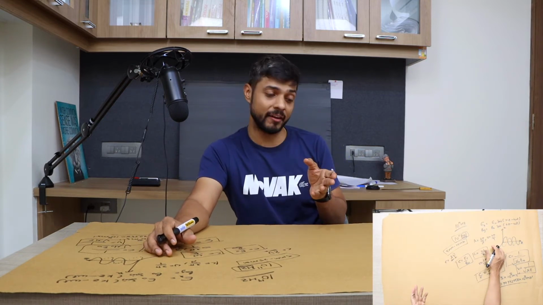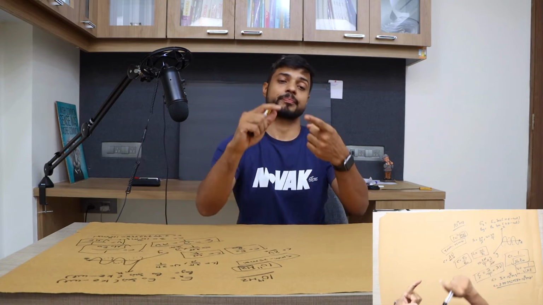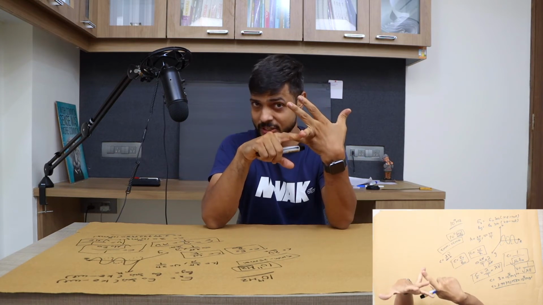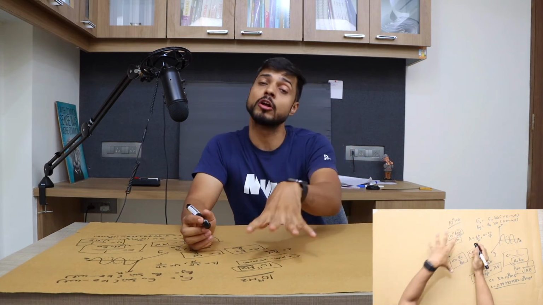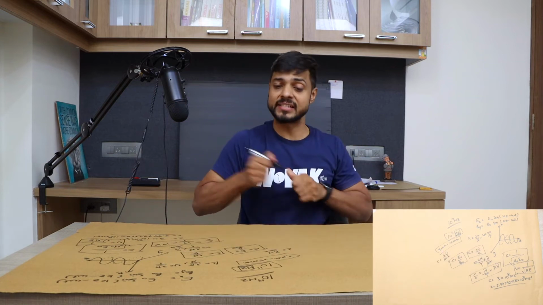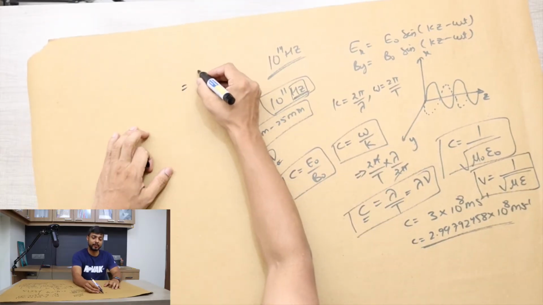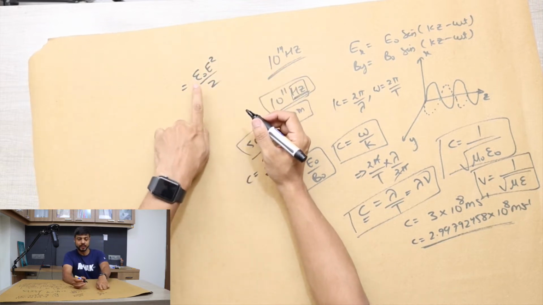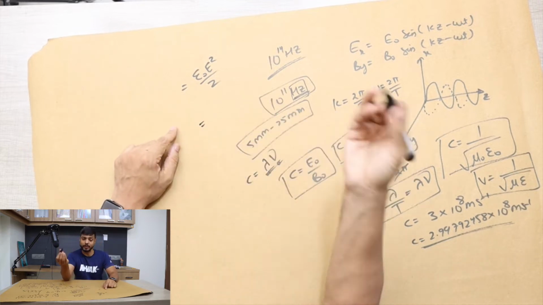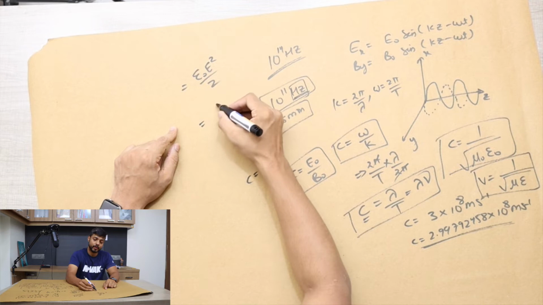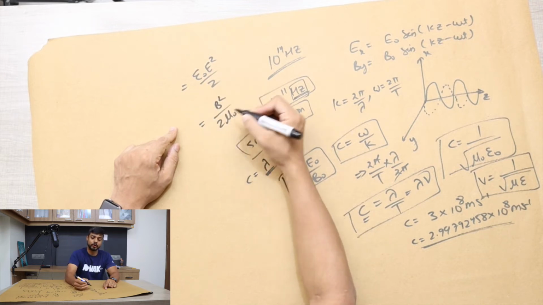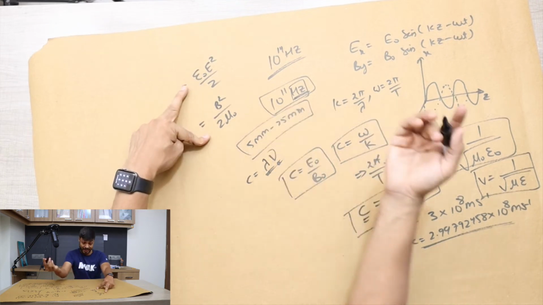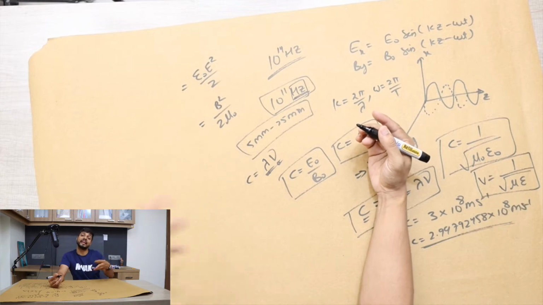Normal mechanical waves always carry some energy, they have momentum, and they always exert some pressure. These three properties are also shown by these waves, because you know the energy density of the electric field is given by epsilon into E square upon 2, and the energy density of the magnetic field is B square upon 2 mu naught. So there is energy carried by the electric field and the magnetic field, and these make up the electromagnetic wave. So they also carry energy with them.